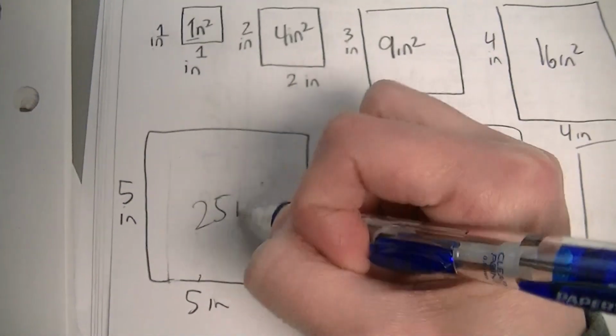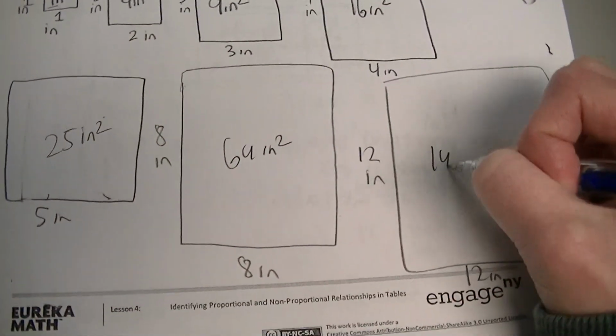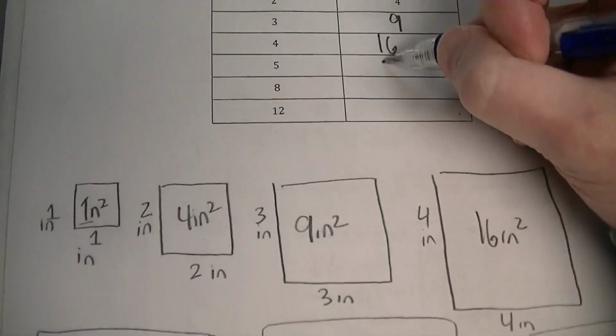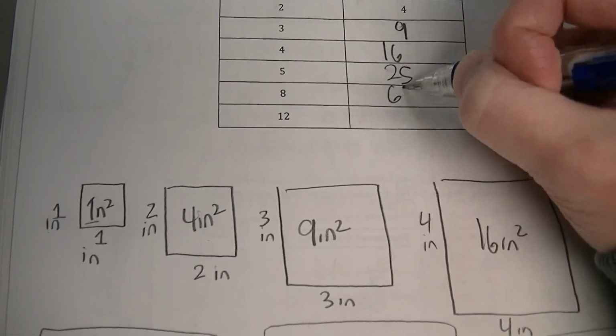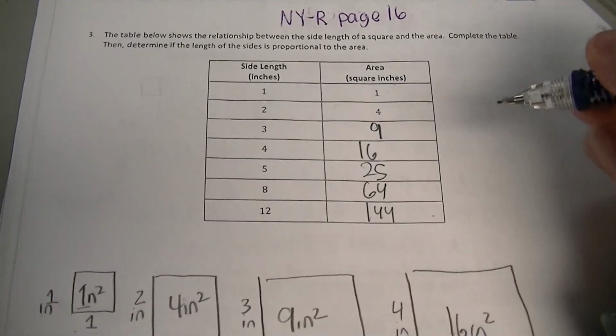Okay, 25 inches squared, 64 inches squared, 144 inches squared. Okay, so I'm gonna finish filling out the table. So it'd be 25, 64, and 144. Okay, now all you gotta do is figure out, is that table proportional? Yes or no?